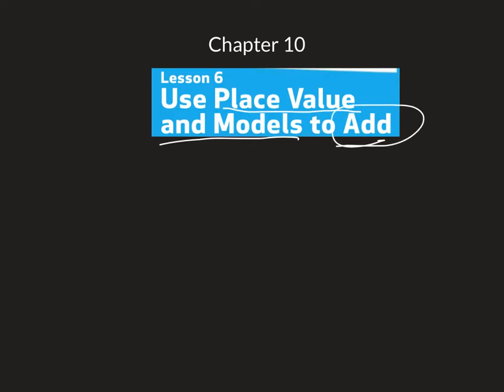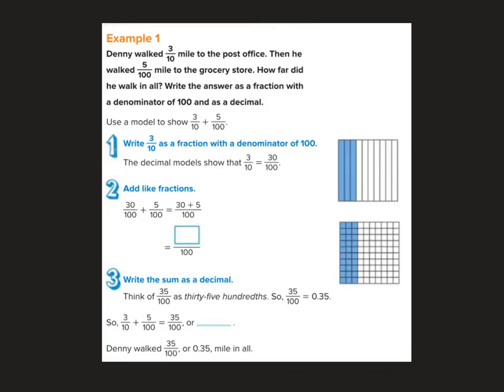Let's get started. Okay, Denny walked 3/10 of a mile to the post office. Then he walked 5/100ths of a mile to the grocery store. How far did he walk in all? Write the answer as a fraction with a denominator of 100 and as a decimal. Okie dokie, let's do that.